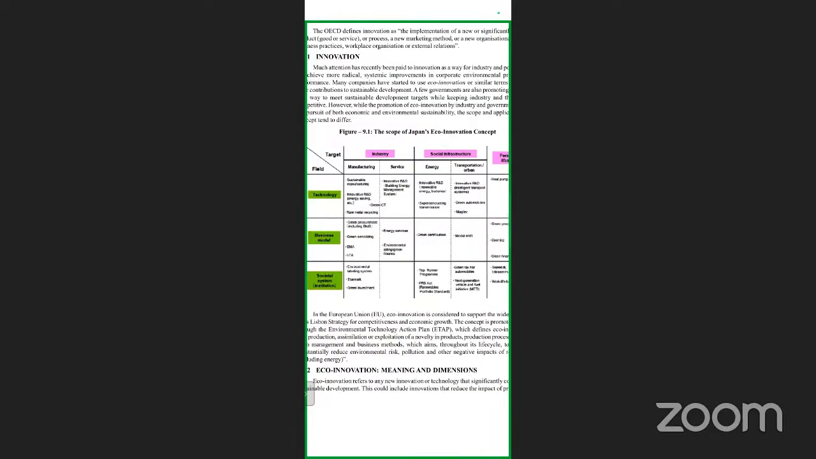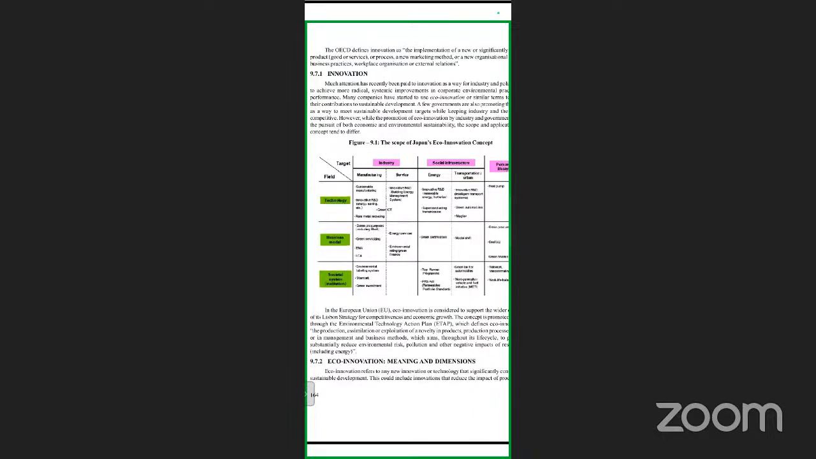When we talk about industry, we have the manufacturing industry as well as the service industry. Social infrastructure consists of energy as well as transportation or urbanization, and personal lifestyle. And if you look here, under the manufacturing industry, we are using sustainable manufacturing technology.